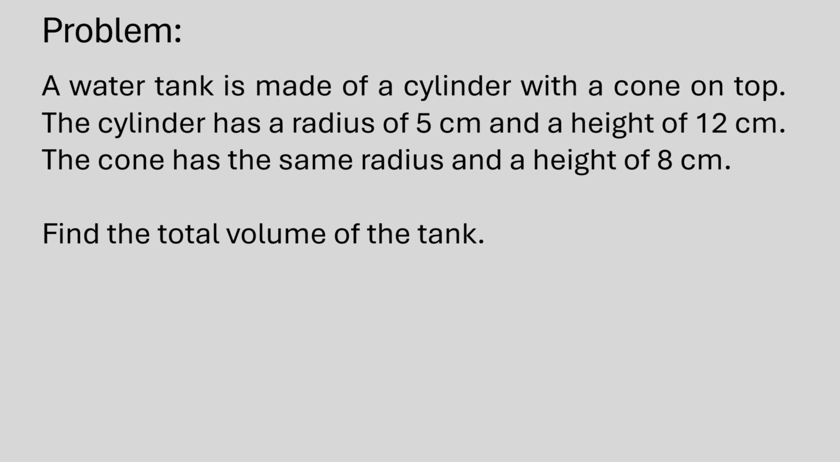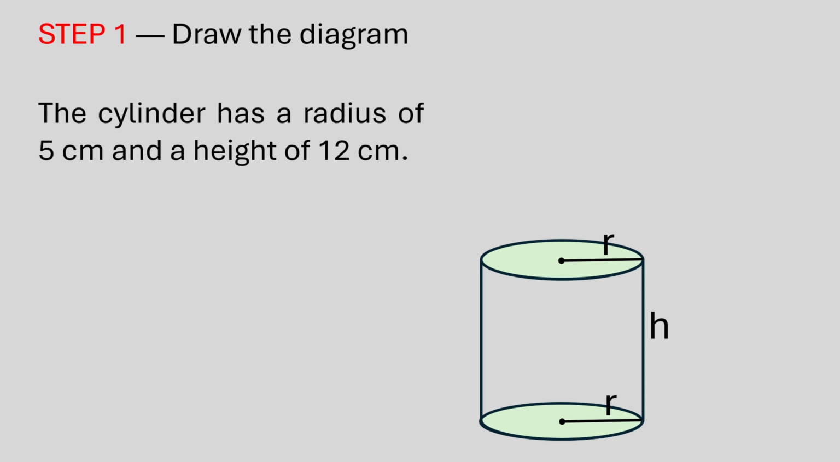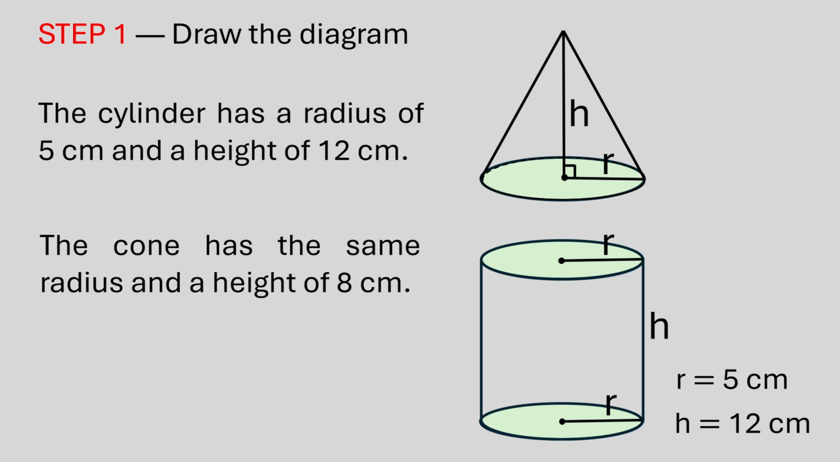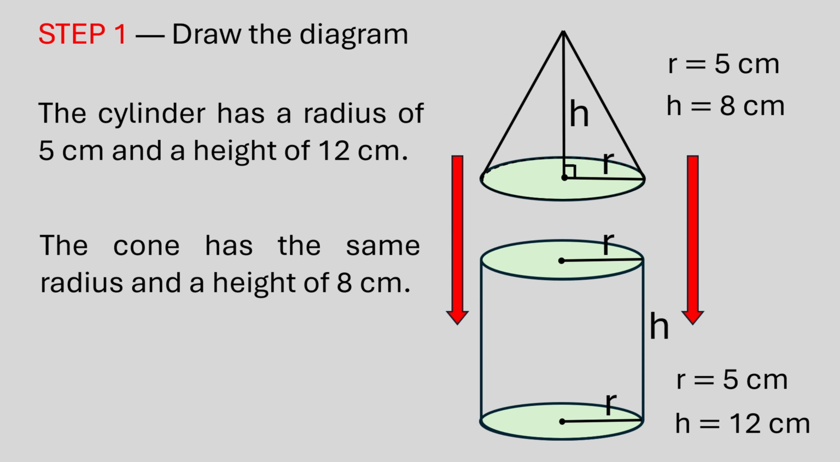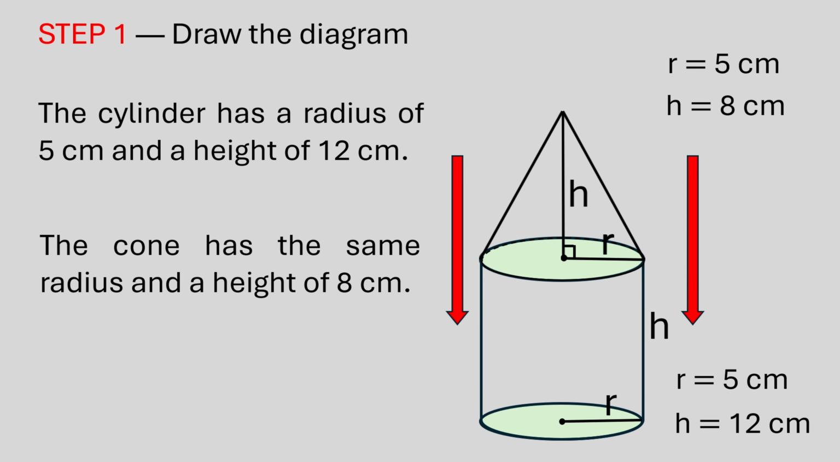We will find the volume step by step. Step 1. Draw the diagram. This is the cylinder. The radius r is 5 centimeters and the height h is 12 centimeters. This is the cone. The radius r is also 5 centimeters and the height h is 8 centimeters. In the picture, the cone sits on top of the cylinder. When we put them together, they make the full shape of the water tank. Now we will calculate the volume of each shape separately.